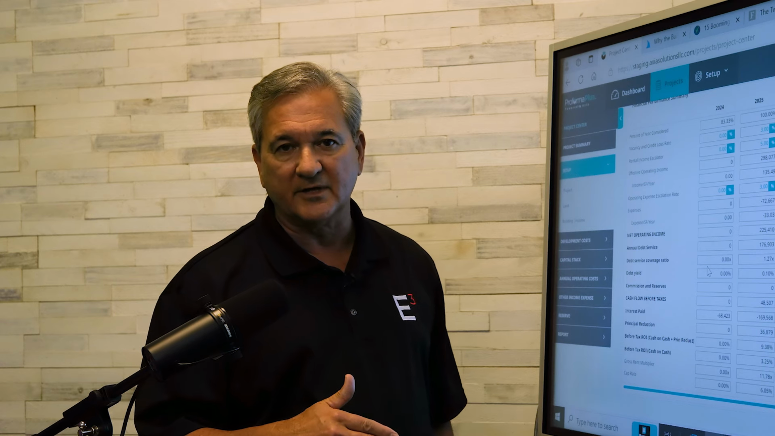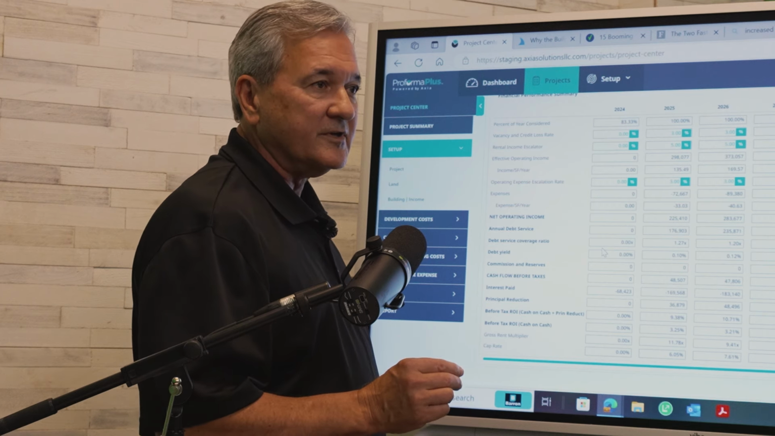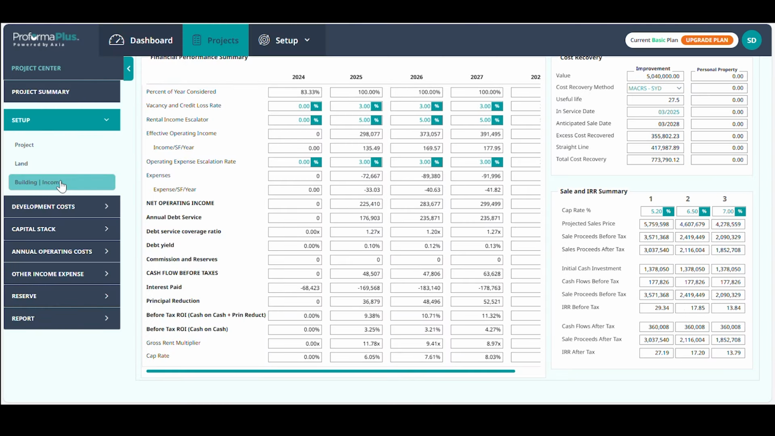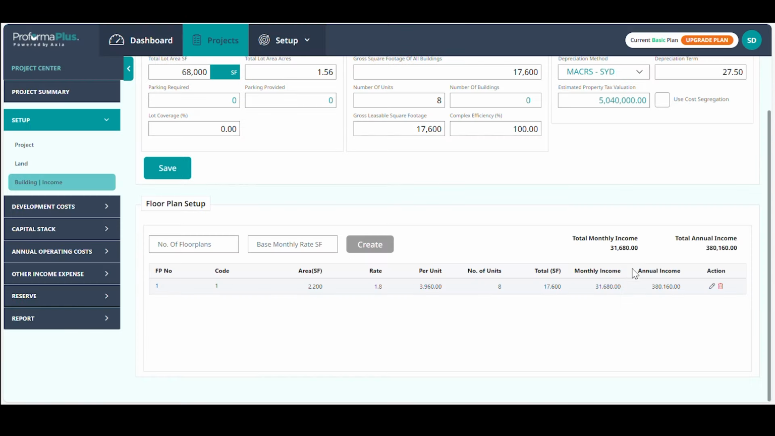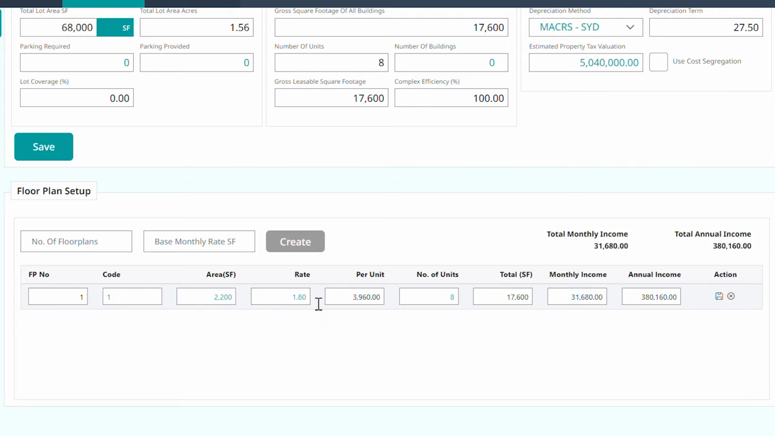So once again, let's pop into the software to see what happens if we raise our building income and find out exactly what it is going to take to make this a viable deal, both at the lending level and to satisfy my return on investment. It's real simple in this software. I just go back into my building income, push the edit button, and then increase my rate of income on the 2,200 square foot for each unit to what I think is a maximum amount that I can get in today's dollars, which is $1.85 a square foot. I hit the save button.